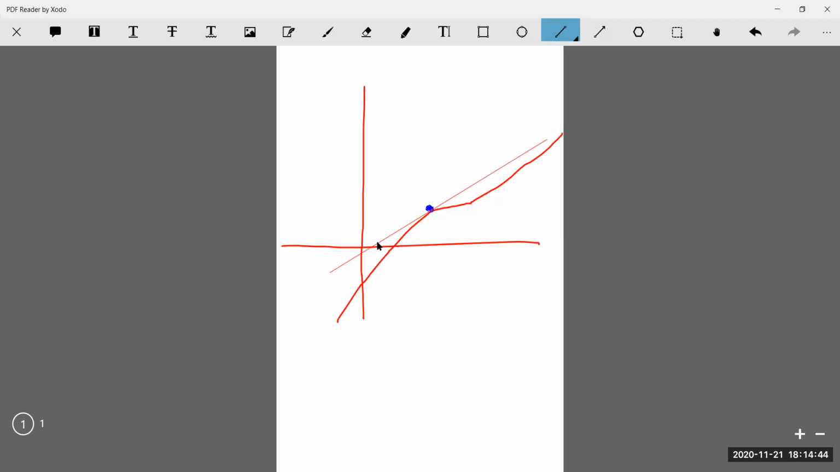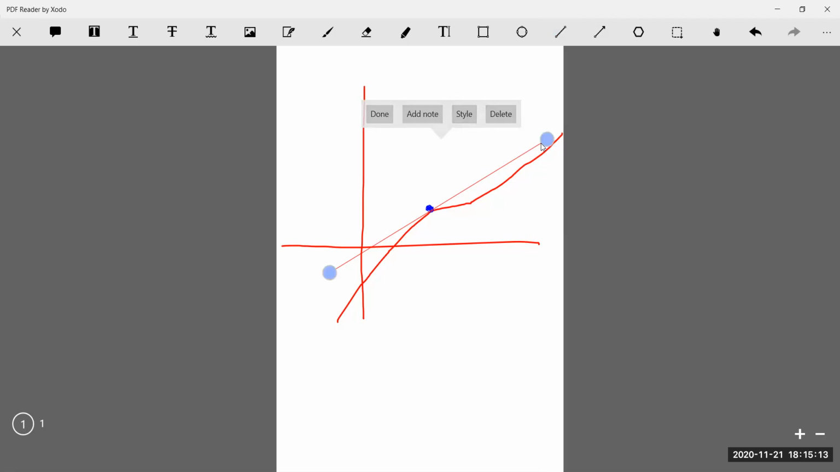The tangent line touches the curve at a point. All right, good. That is a tangent. A tangent line is a line that touches the curve at only one point. So a tangent line to a curve is any line that touches the curve at only one point. So it only intersects the curve at one point.